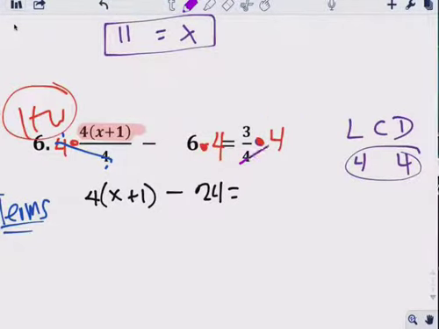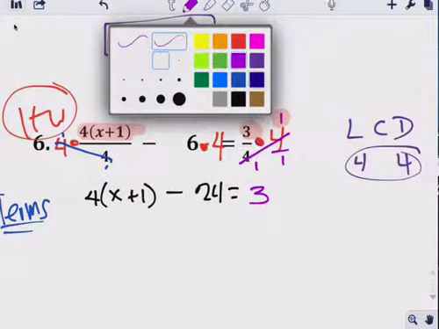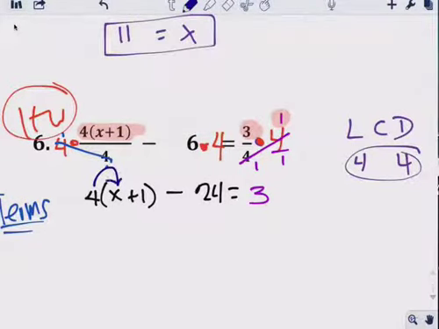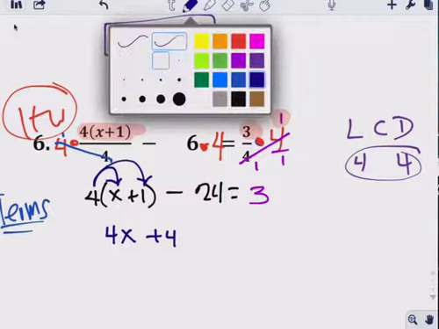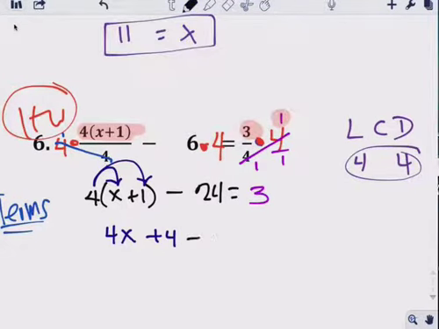Cross cancel here. That's 1 and 1. Okay, 3 times 1 is just 3 over 1, which is 3. You distribute first here. Distribute. It's 4x. Distribute. Plus 4.